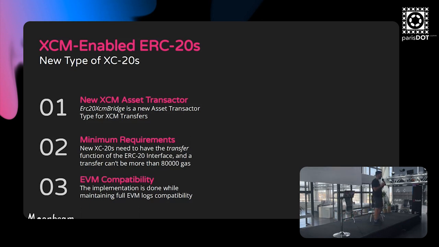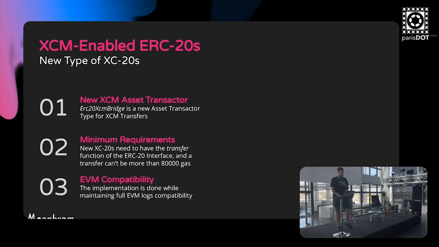And the third thing is that the main difference of XCM-enabled ERC-20s on Moonbeam is that they maintain the full Ethereum compatibility. This means that you will have EVM logs, which is really important, for example, for indexers, right? If you're trying to index this data using any sort of EVM indexer, this is really important for traceability purposes.